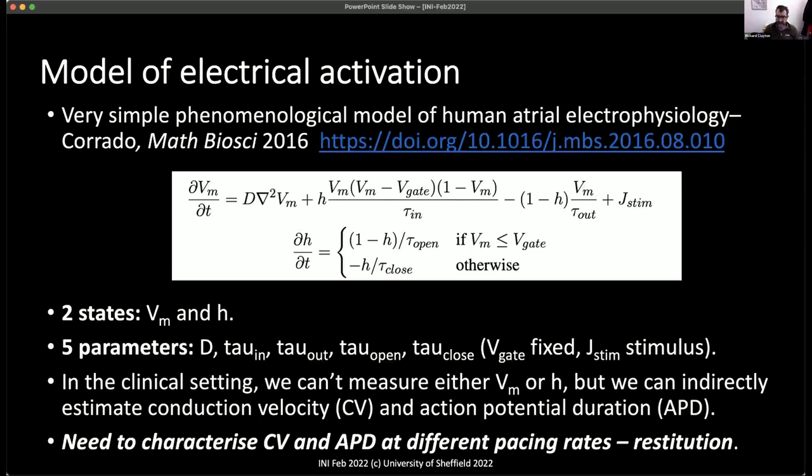Now, in the clinical setting, we can't measure either of the states. We can indirectly measure the conduction velocity, so how fast the activation wave spreads through the tissue, and the action potential duration, which is how long the tissue is activated for. And we also need to bear in mind that these 2 quantities vary with pacing rates. And there's a property called restitution. So that's the dynamic behavior of the heart.